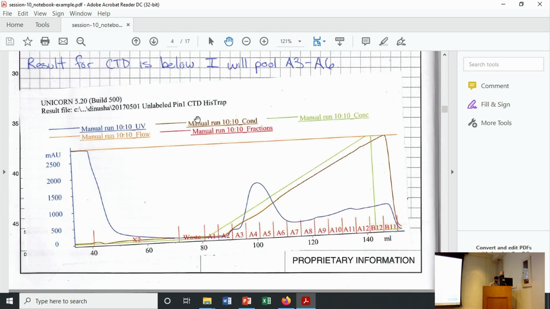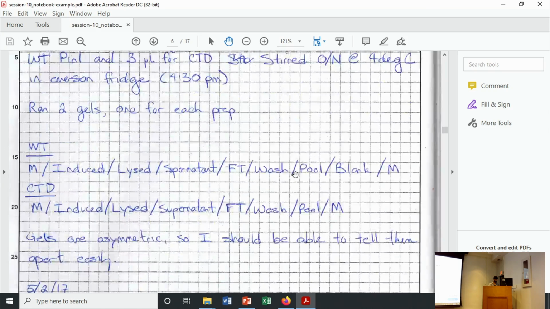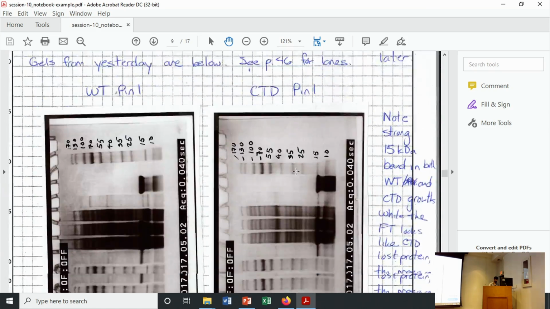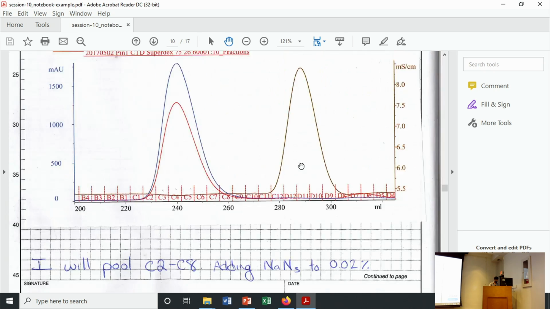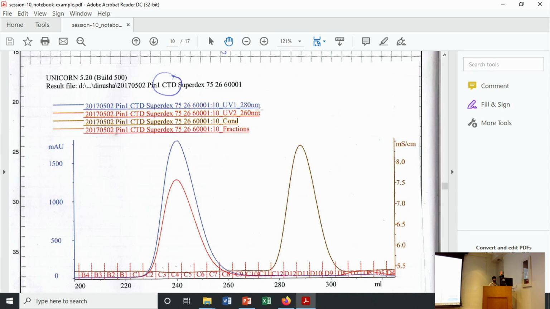Okay, so this part is important. This is the FPLC results of the Pin 1 protein, and here you can see where the mouse cursor is, it shows where the original file is stored. So that's important. Again, this one is the final part. I think it's related to the SEC, size exclusion chromatography. So that's why it is showing 2 peaks.